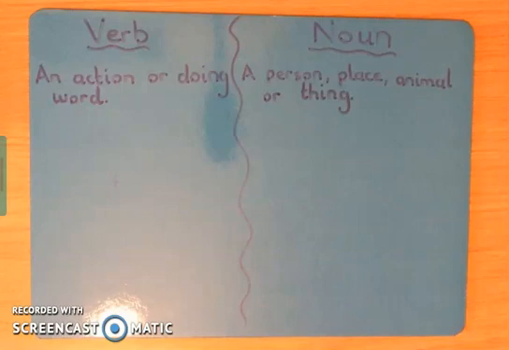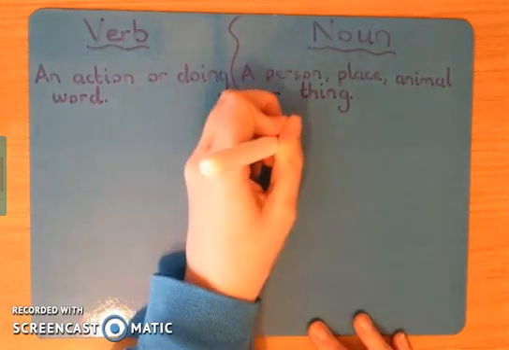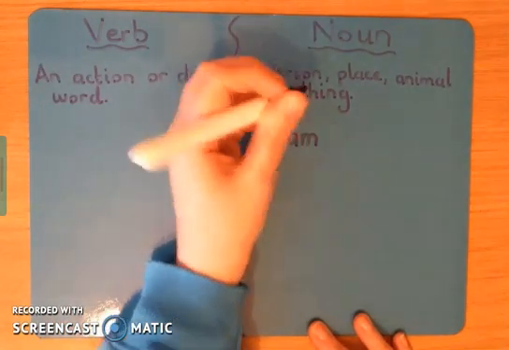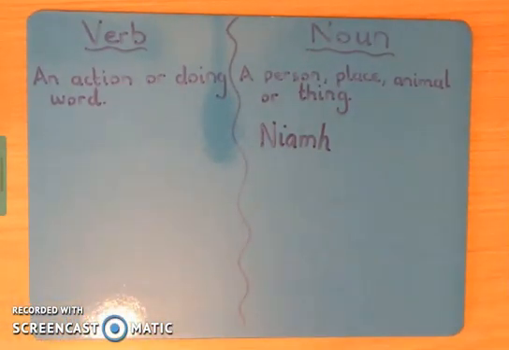Okay, so our sentence is, Neve is writing a story. So let's start with the first word, Neve. Is it a verb or a noun? It's a noun, isn't it? Yeah, and we said that already because I am a person. And it's actually a proper noun because it is my name, so it only applies to me. So Neve is a noun.